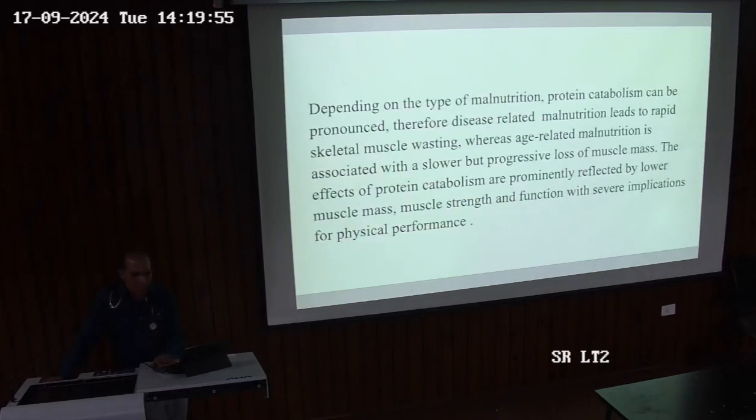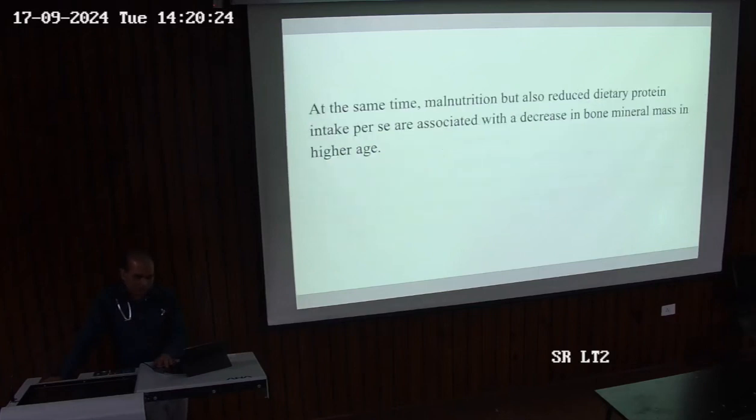So depending upon the type, protein catabolism can be pronounced. Therefore, disease-related malnutrition leads to rapid skeletal muscle wasting, whereas age-related malnutrition is associated with a slower but progressive loss of muscle mass. जब डिजीज होगी तो मसल मास बहुत तेजी से जाएगा, लेकिन जब एज रिलेटेड सार्कोपेनिया होगा तो मसल मास will go slowly. The effects of protein catabolism are predominantly reflected by the lower muscle mass, muscle strength and function with severe implications of the physical performance.